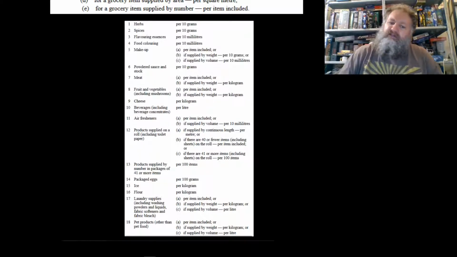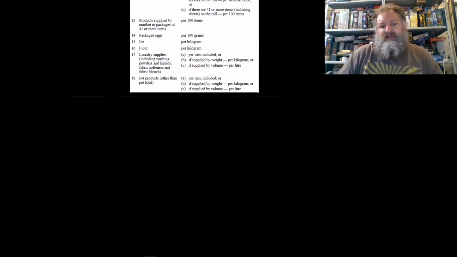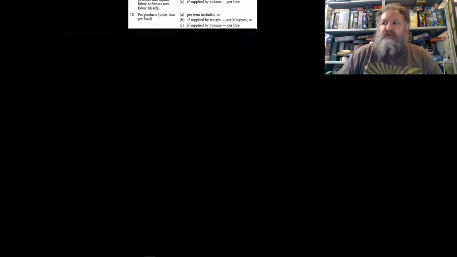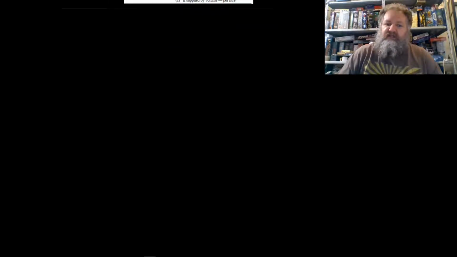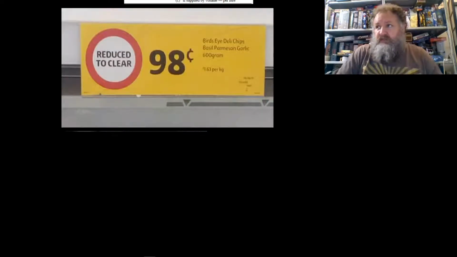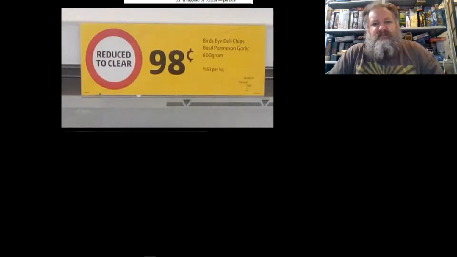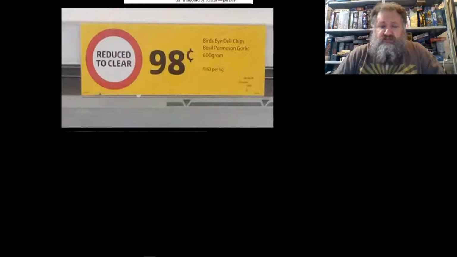So I guess the short of it is that in our stores, as you are shopping, you will see stickers, and they have to be well labelled and easy to see and read. That's what the law says. So you'll see something like this. Here we've got some basil, parmesan, garlic chips, bird's eye chips. But they are costing you 98 cents. That's what it says. They're reduced to clear, 98 cents.